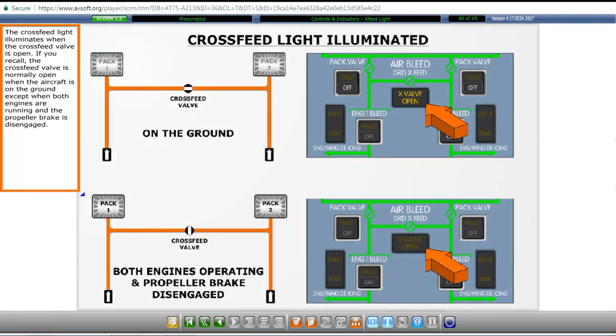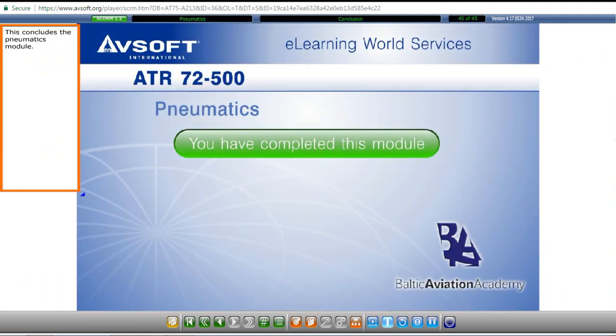The cross-feed light illuminates when the cross-feed valve is open. If you recall, the cross-feed valve is normally open when the aircraft is on the ground, except when both engines are running and the propeller brake is disengaged. This concludes the pneumatics module.